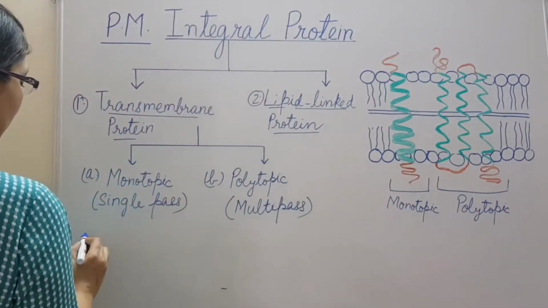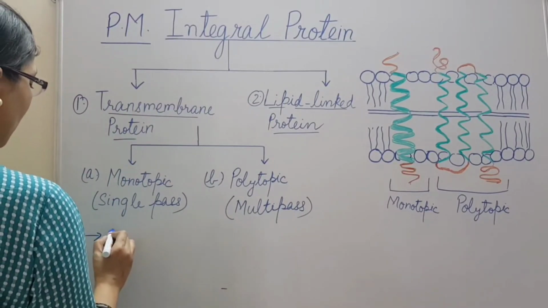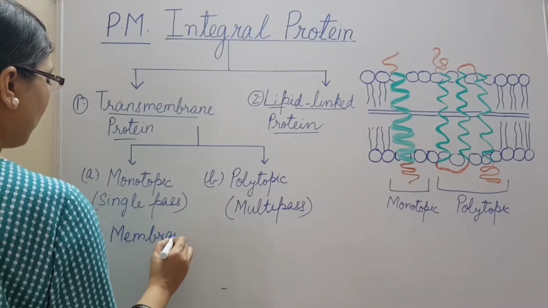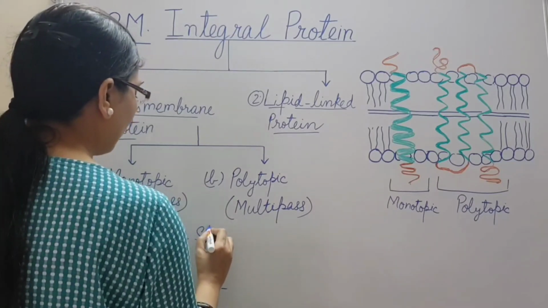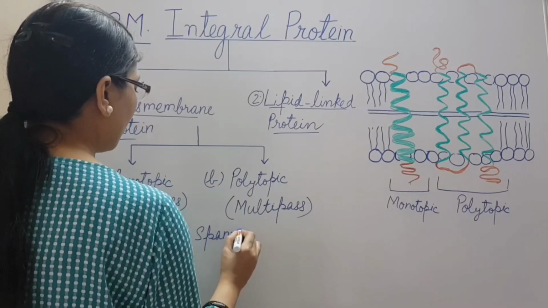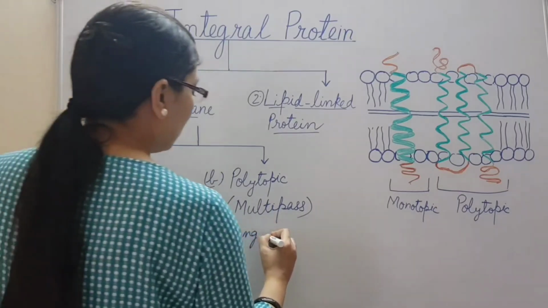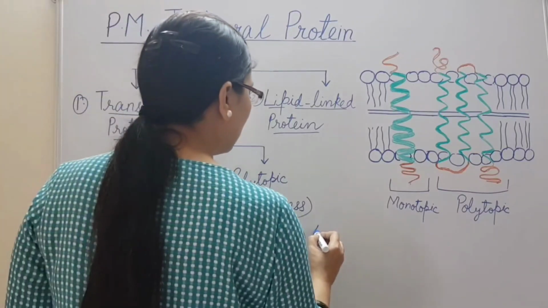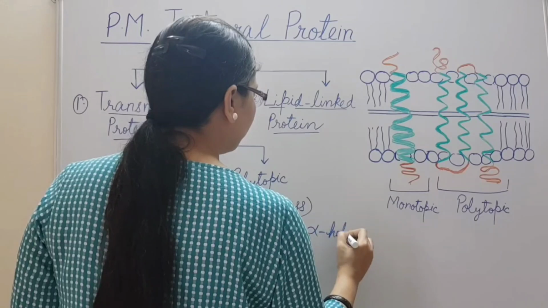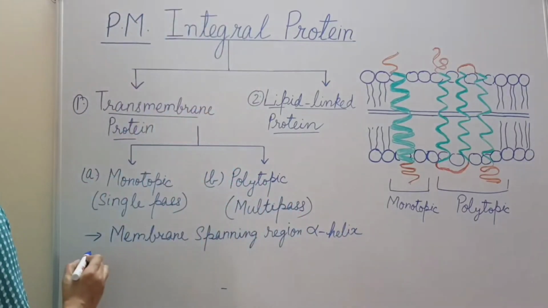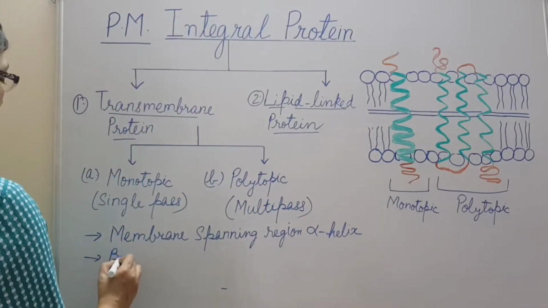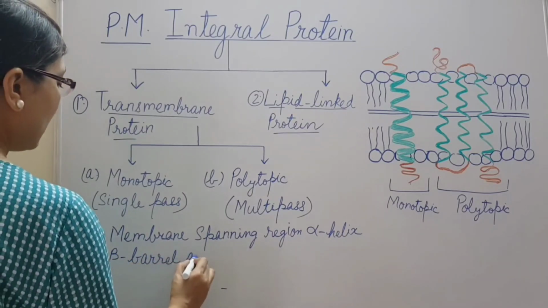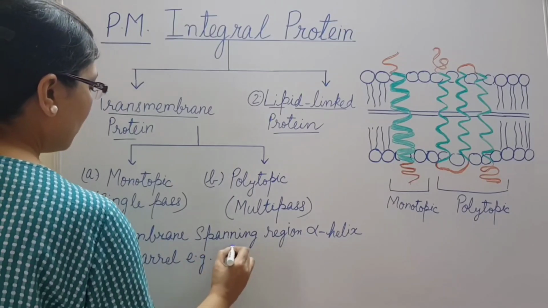In case of the transmembrane protein, the membrane spanning region of protein is mostly alpha helix, but in some cases it is beta barrel. Example, in porins.